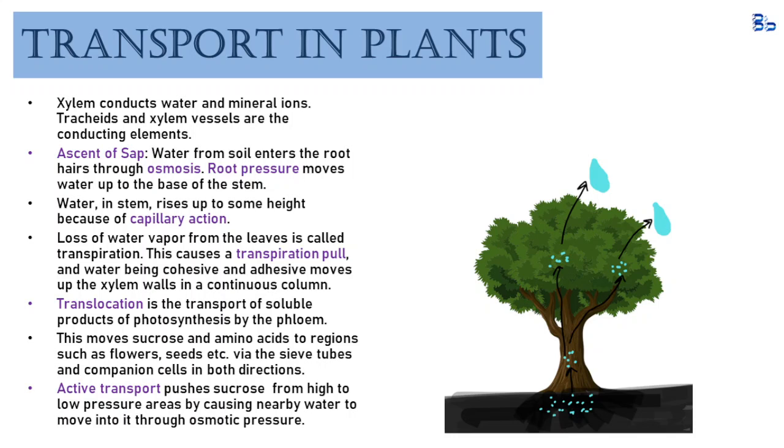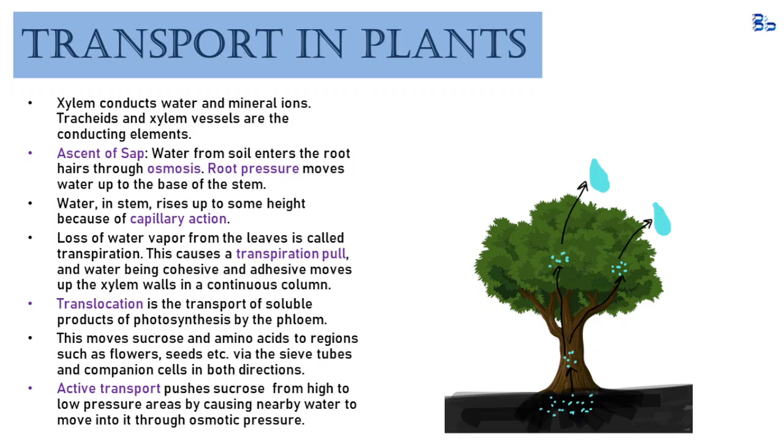Then the main driving force that pulls up the water from the stem to the leaves to the atmosphere is called transpiration pull. So water is getting lost from the leaf via the stomata through the process of transpiration. We all know this. So this transpiration pull is going to create a force, and water, being both cohesive and adhesive, is now going to rise up through the plant.